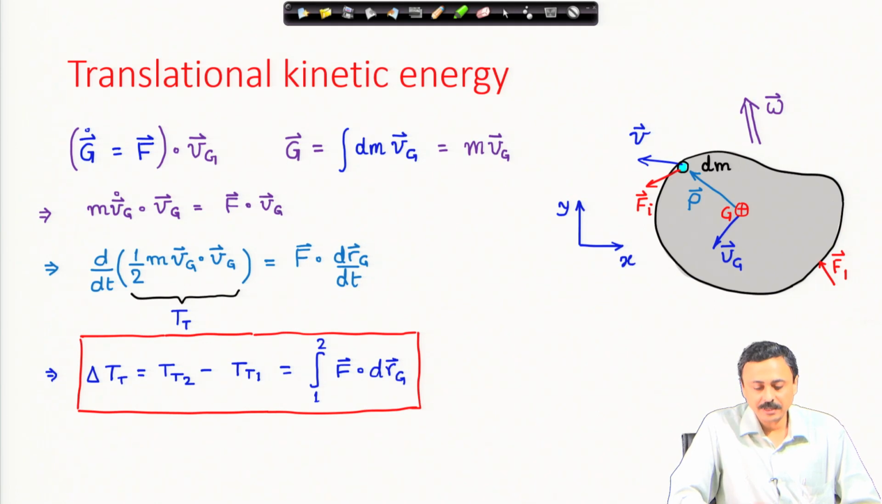Therefore, I can integrate and I can write that the change in the translational kinetic energy is equal to the work done by all forces at the center of mass. The F dot d r g is the work done by all forces, and that I integrate as the system moves from state 1 to state 2. So, that changes the translational kinetic energy of the system.